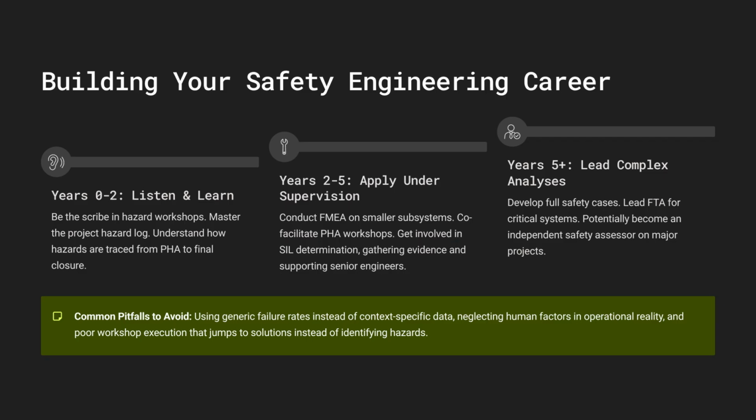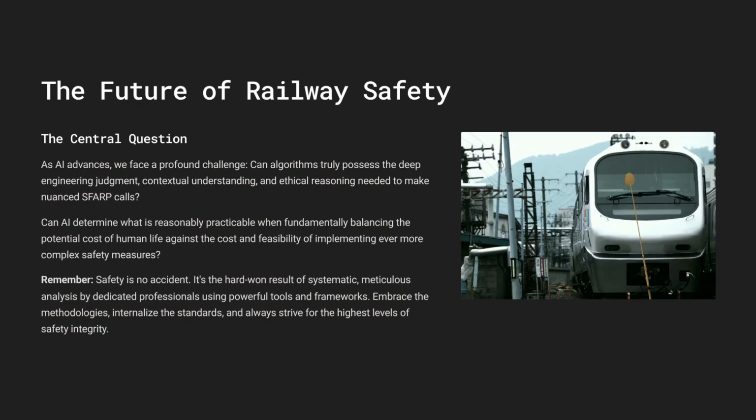We've definitely seen how this rigorous systematic approach has led to massive safety gains worldwide. It really works. But maybe let's leave our listeners with a final thought to chew on, especially thinking about AI in the future. We're increasingly using algorithms for parts of this analysis. AI can crunch sensor data, maybe spot patterns humans miss, ensure a kind of mathematical completeness in checking failure combinations. But does AI, as it stands today, truly possess the deep tacit engineering judgment, the contextual understanding, the, dare I say, ethical reasoning needed to make those nuanced SFARP calls?